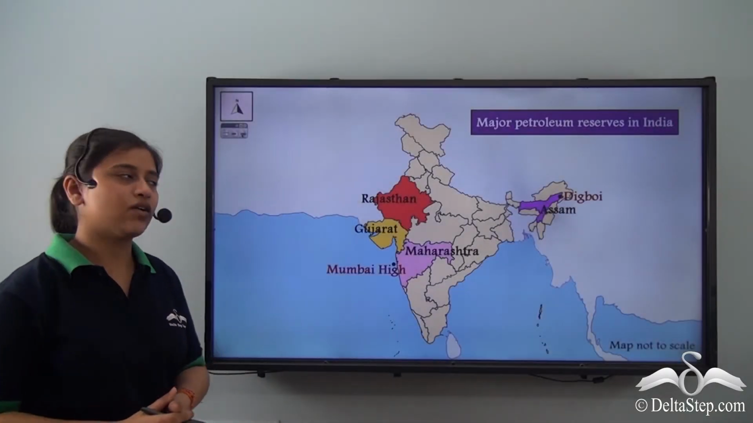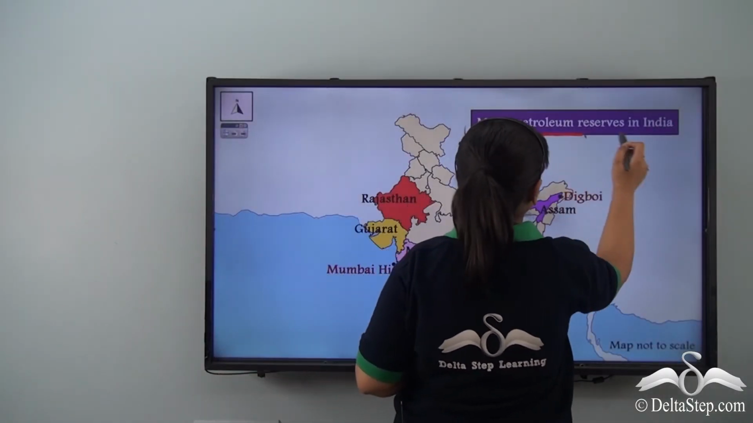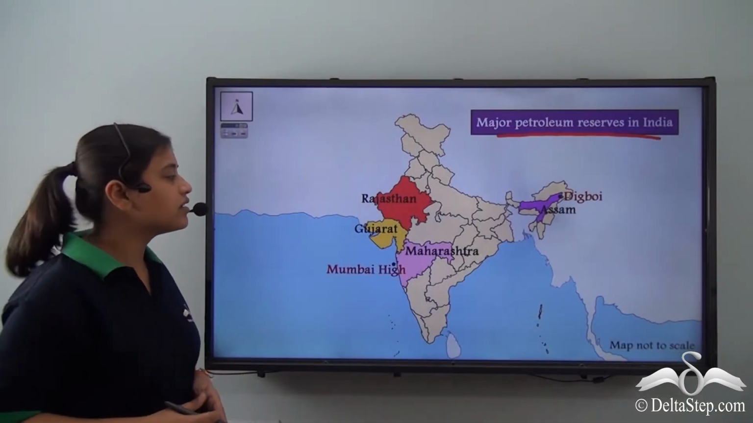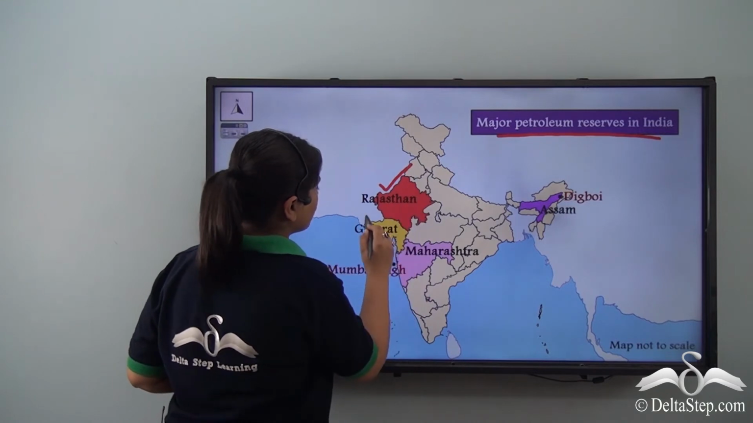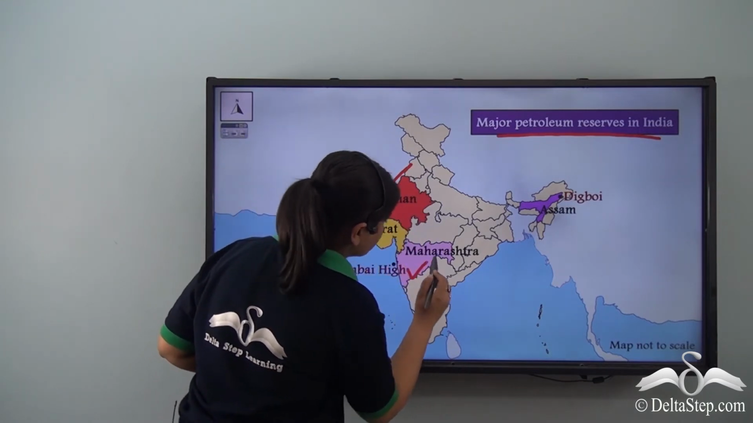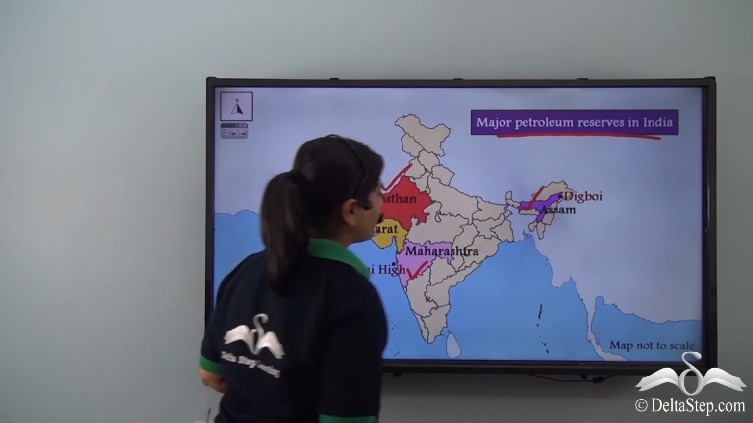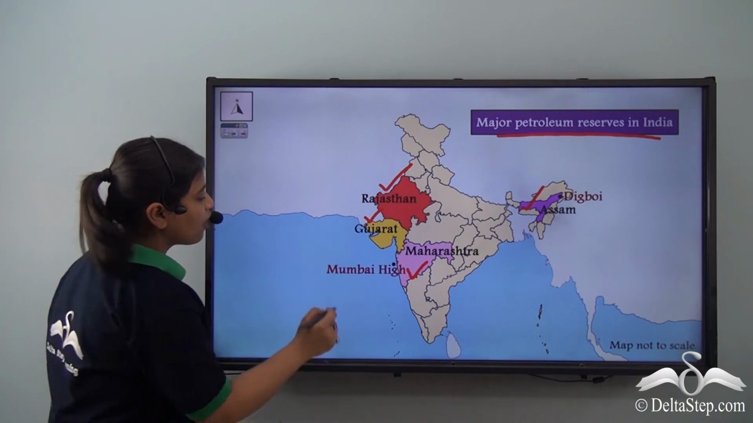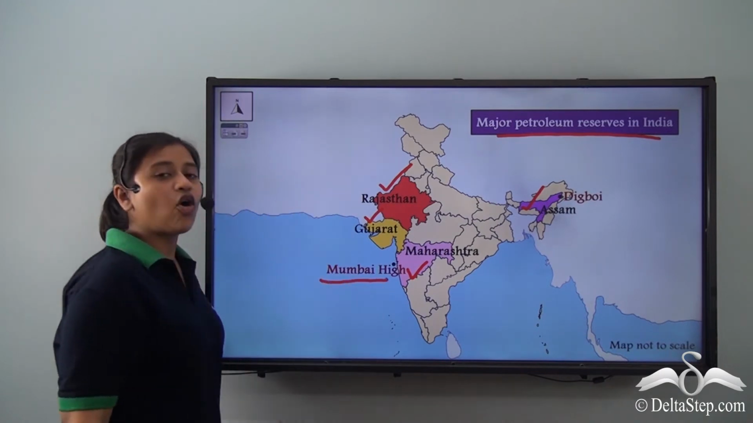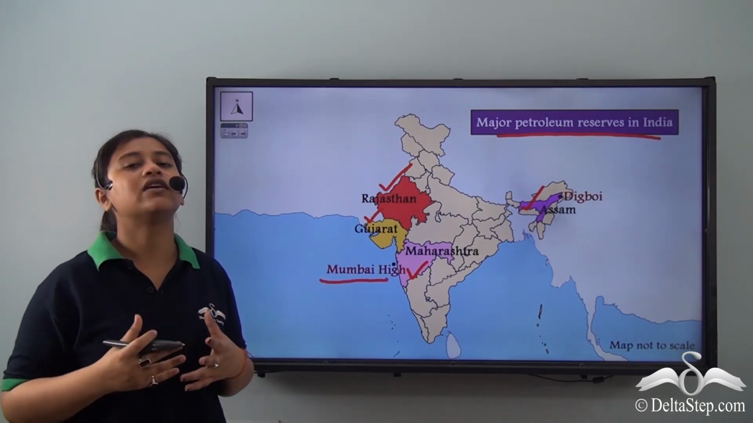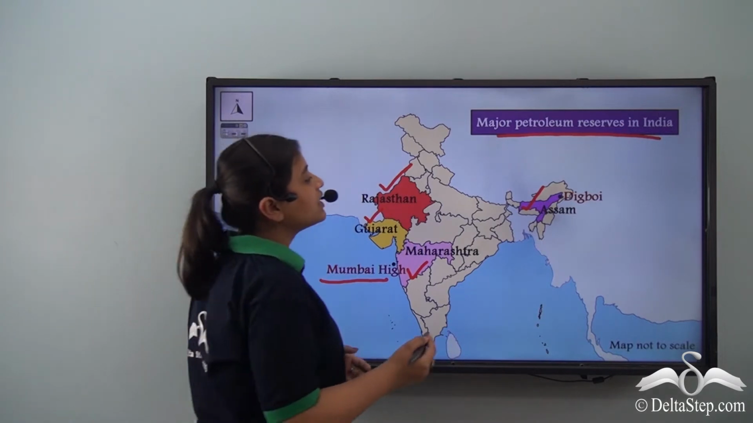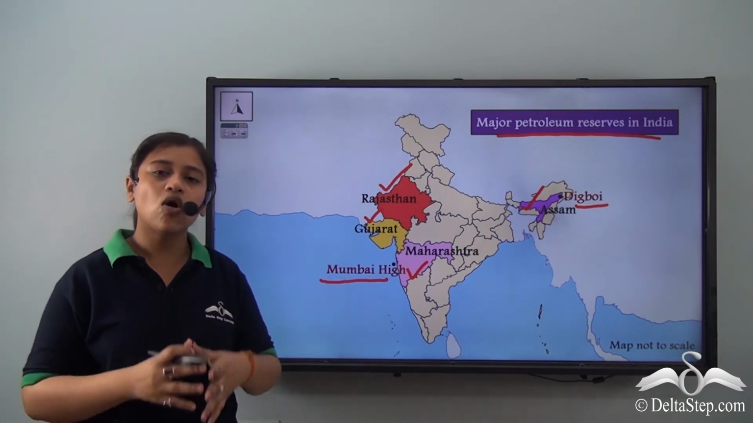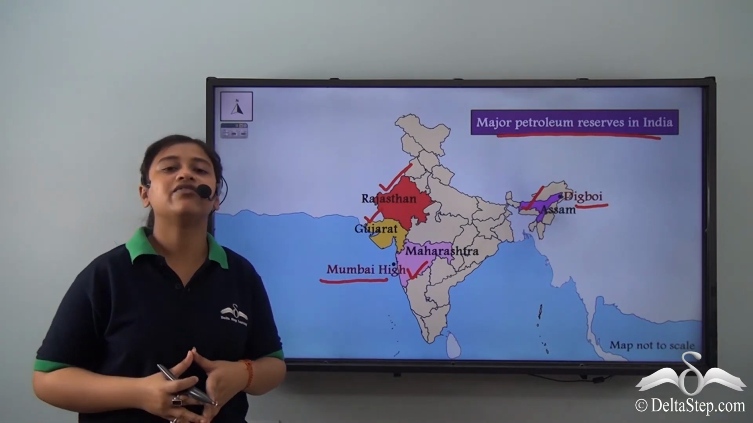So let's point out the major petroleum reserves in India. The major petroleum reserves in India are in Rajasthan, Gujarat, Maharashtra and Assam. Out of all these reserves, Mumbai High is one of the most important offshore oil fields where petroleum is extracted, and Digboi in Assam is one of the most important onshore oil fields from where we get petroleum.